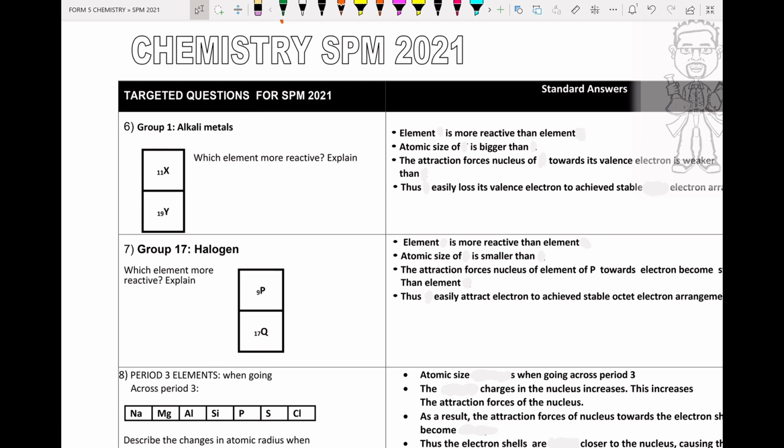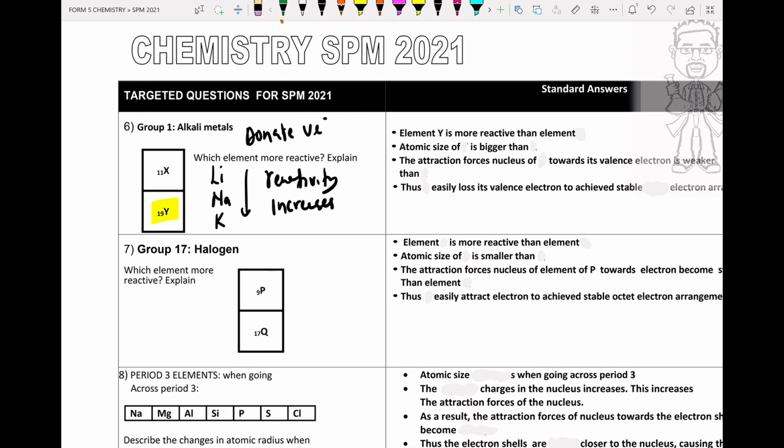When going down group 1, always remember, going down group 1, the alkali metals, the reactivity increases. Group 1 metals will do what? Metals will donate their valence electron to achieve a stable octet electron arrangement. Which one can donate electrons very fast? That metal will be more reactive. So how to answer? Explain.